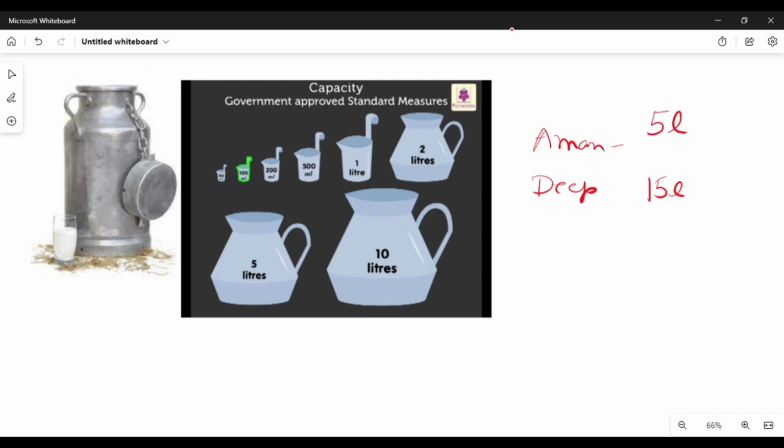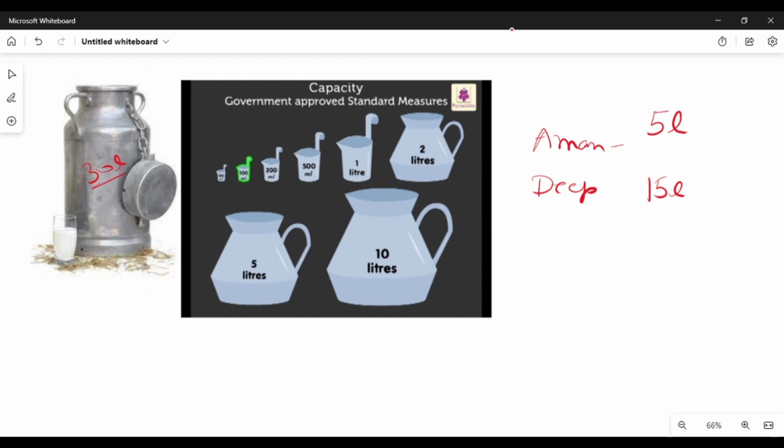Okay, now this container contains 30 liters of milk. Now Aman, who is running at the speed of 3 kilometers per hour, wants to take 5 liters of milk. He is not going to consume it alone. He is going to take it to his home and share it with his family members. Deep, again, will be taking 15 liters of milk.